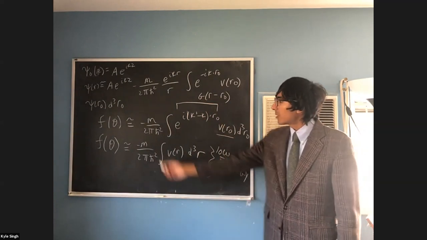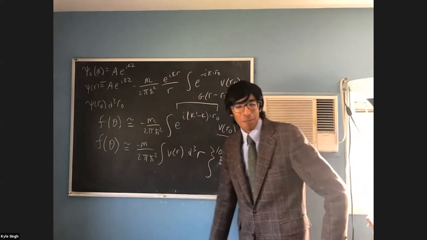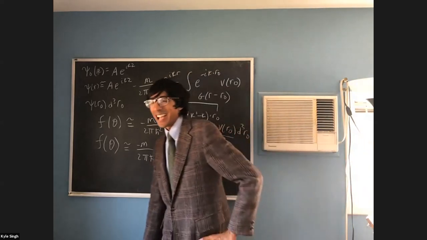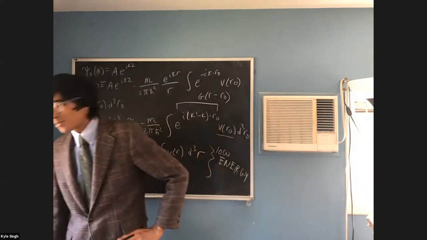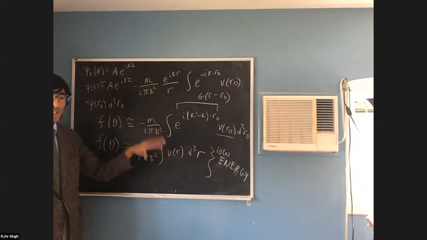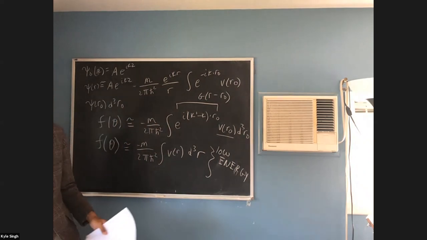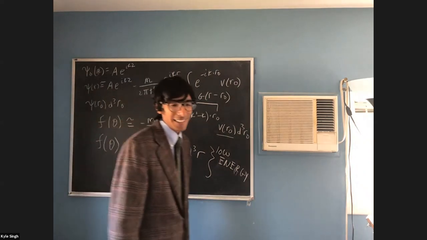This is your scale. And then this is all normalization. I love the word normalization. I can get away with anything just by saying it's normalization. Okay, so on the homework, you get a potential and you compute the scattering amplitude. I guide you through it, don't worry.